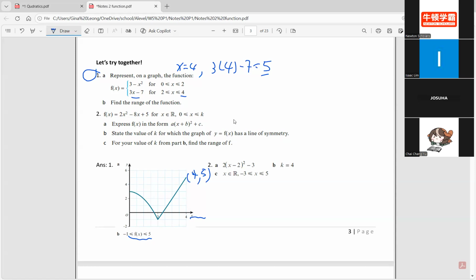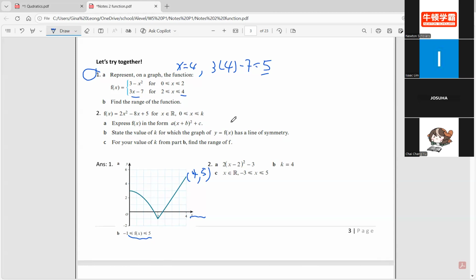Okay, Joshua, your one is correct. Isaac, you change it, but the answer for B is correct. The answer for B is -1 to 5. Or only the graph? You're sketching the graph. Okay, we move on.